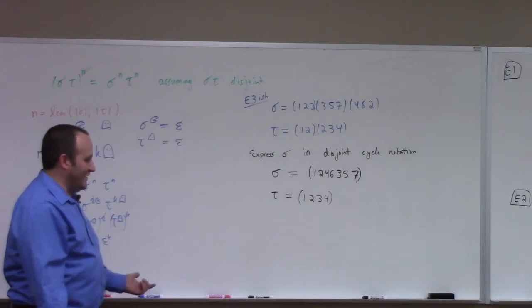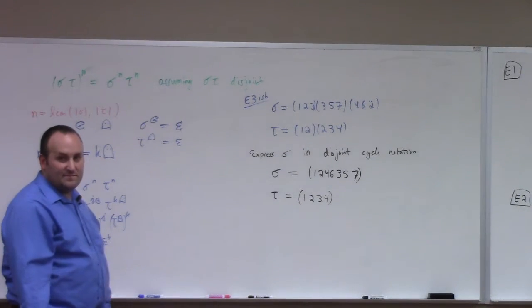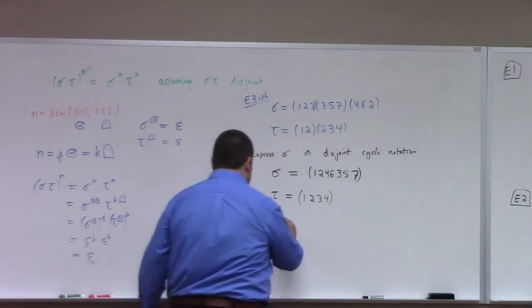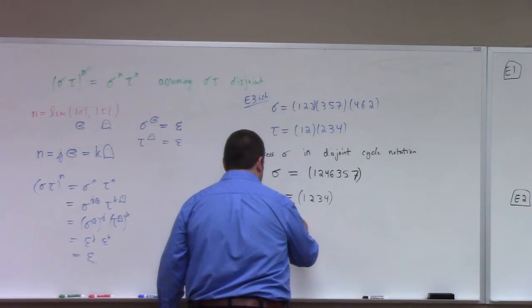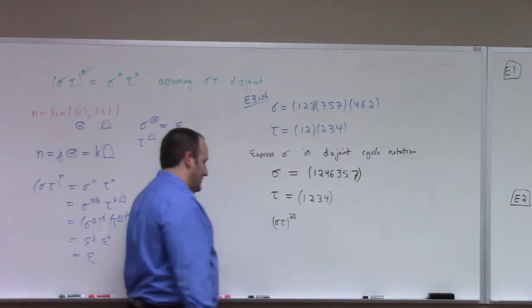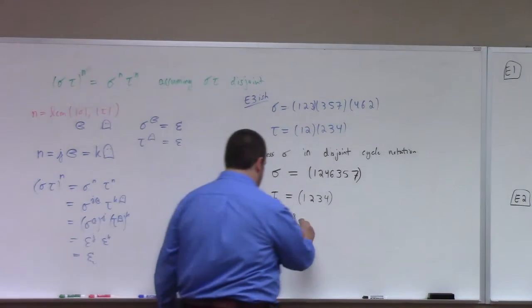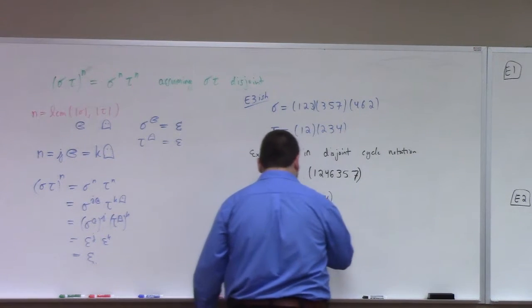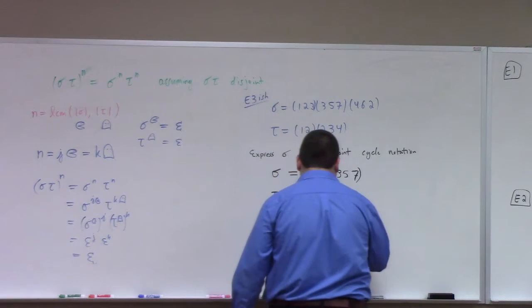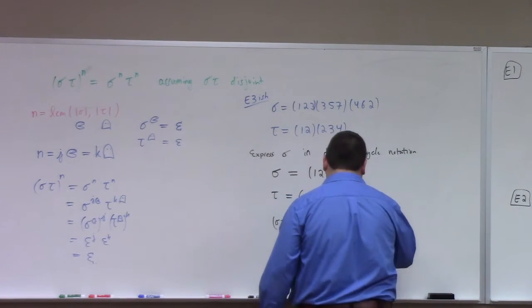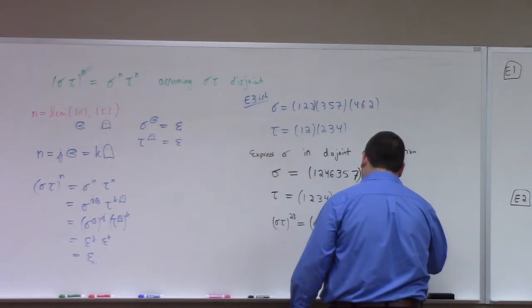So, yeah. So what's the order of tau sigma? So take sigma tau to the 28, right, is equal to sigma to the 4 to the 7th times tau to the 7th to the 4th, which is equal to epsilon epsilon.